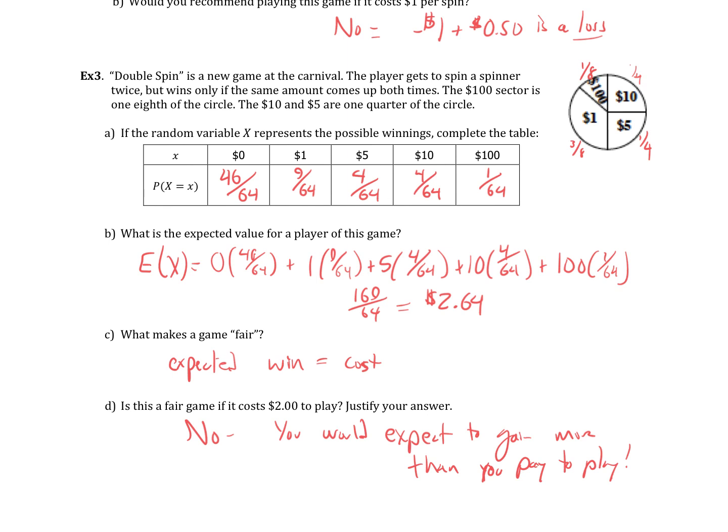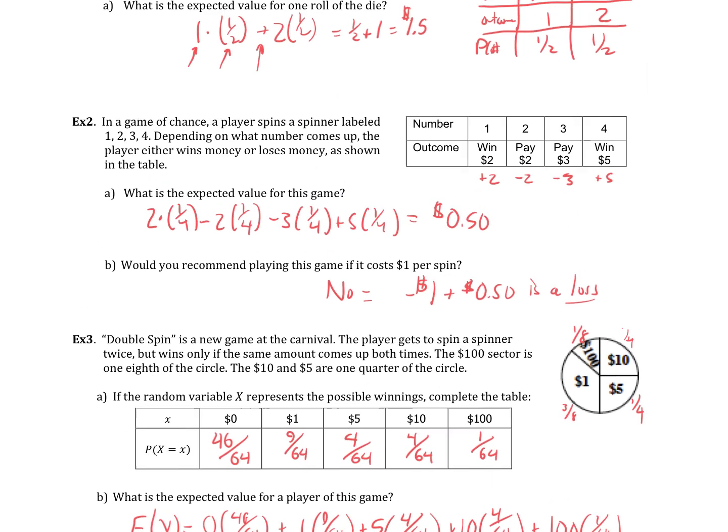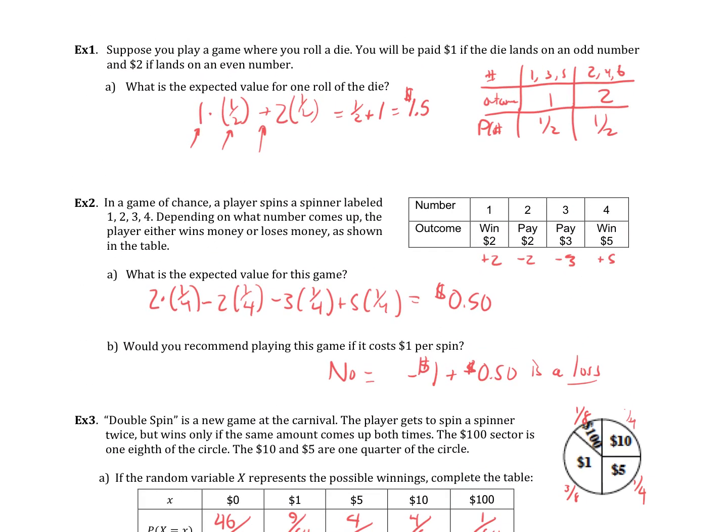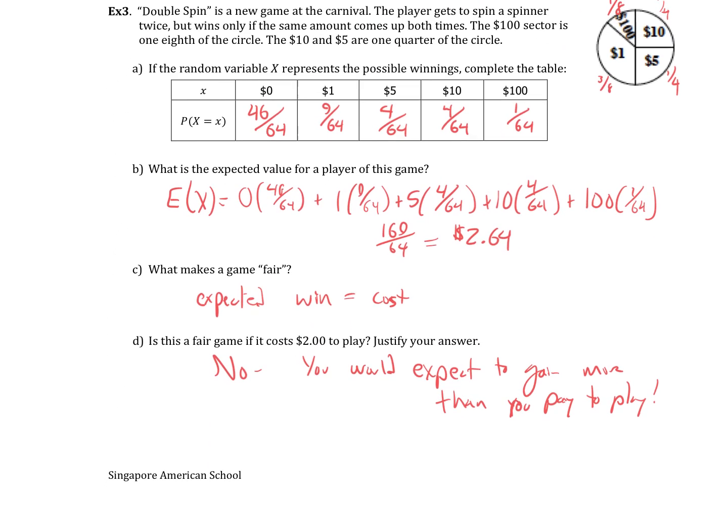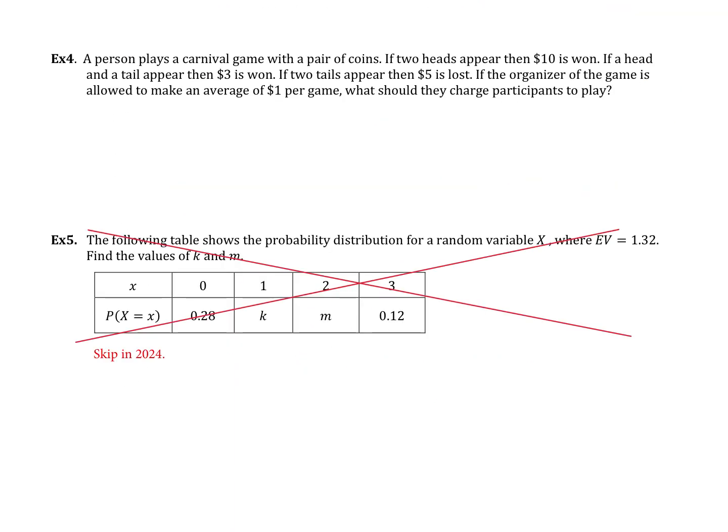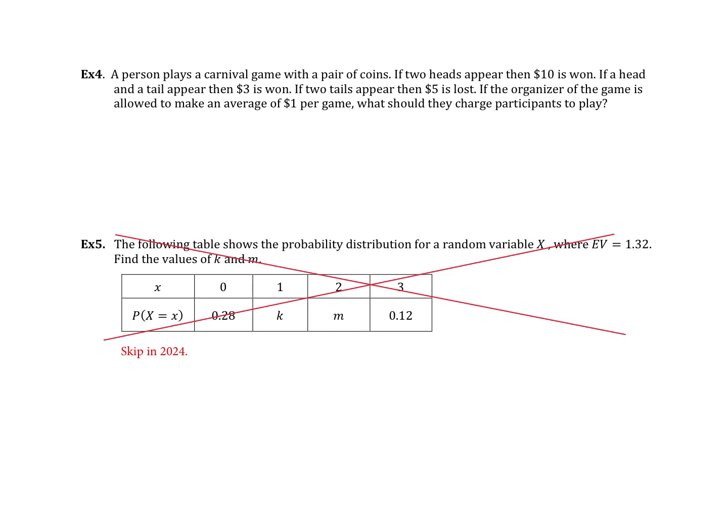I'm doing it a little bit differently here than they do it in AP Stats. There's the outcome, and then there's the random variable outcome, and then it's a probability. Okay, long run. A person plays the game with a pair of coins. If 2 heads appear, then $10 is won. If a head and a tail appear, it's $3. Oh, we already know about this probability. If 2 tails appear, it's $5 lost.